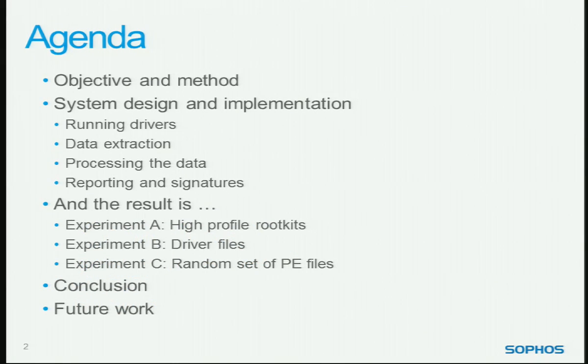So we'll go through the agenda. First, we'll go through the objective and the method, so what we're trying to achieve and how we're going to try and achieve it. We'll go through the system design and implementation. So we'll look at how we're going to run drivers, what kind of data we're going to extract from the kernel, what we're going to do with that data, and then how we're going to report it. And then we'll go through a number of experiments. So we've run a number of high-profile rootkits through the system, see what kind of data we can get back. We've run a number of clean and malicious driver files through the system in order to see if we can attribute any level of maliciousness to specific kernel modifications. And then we've run a random set of PE files through the system and see what data we can get back there. We'll then conclude and start looking at future work.